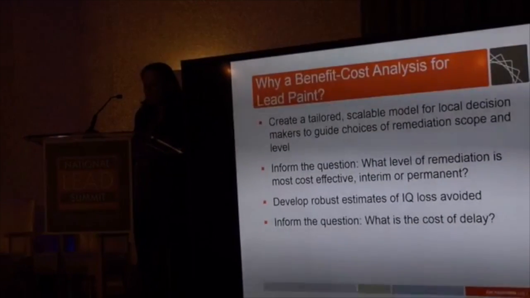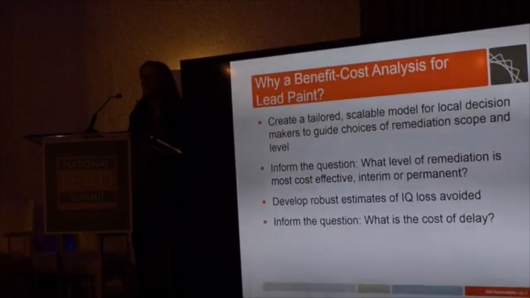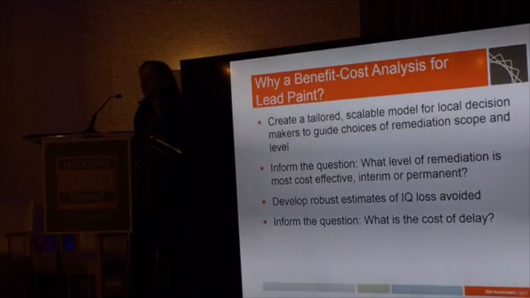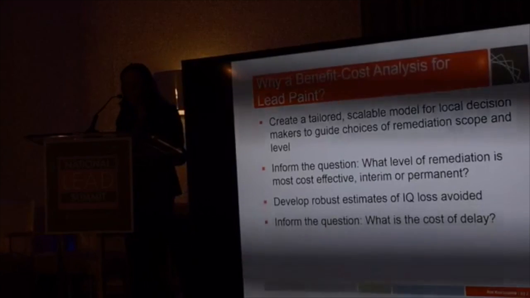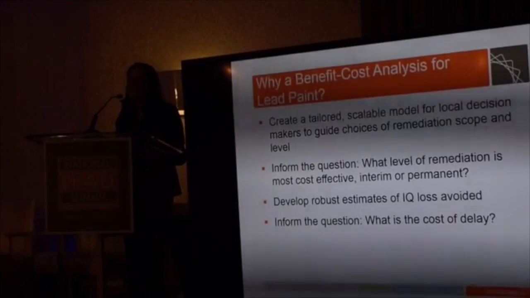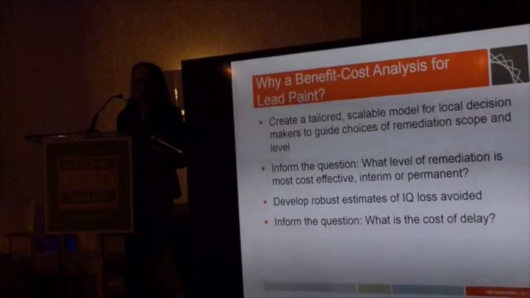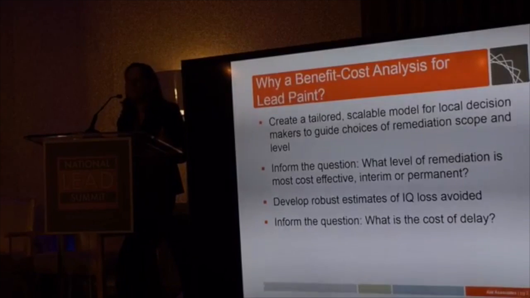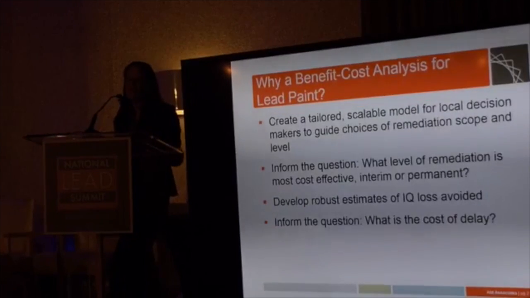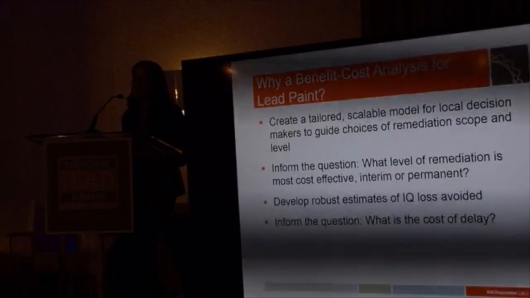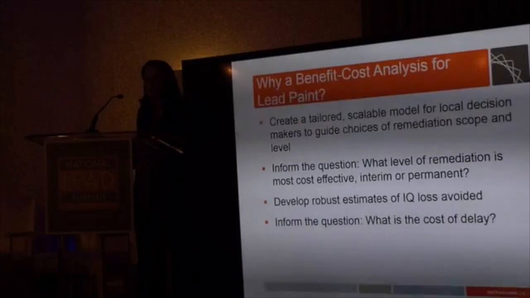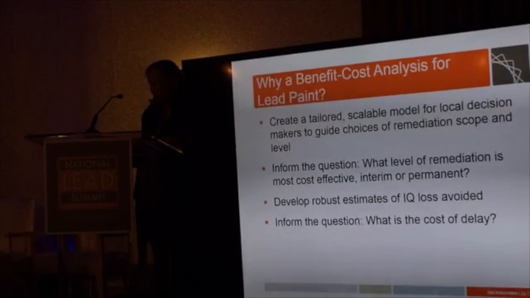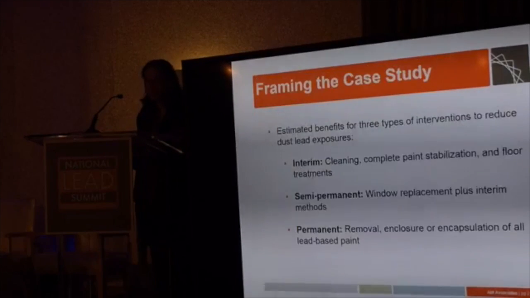We also wanted to inform the question of whether there are bigger economic benefits to more permanent structures. There's a difficult question: the more permanent solutions of full lead abatement cost more money. With the same amount of money, you can stabilize paint in more houses, but that needs to be maintained over the years. And we also wanted to help inform the question of what is the cost of delaying remediation.